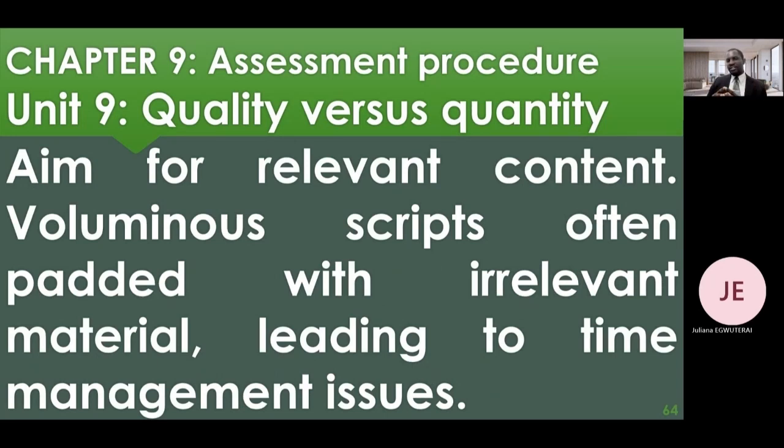So aim for relevant content. Voluminous scripts are often padded with irrelevant material. You can see the examiner is saying this leads to time management issues. Exactly. So aim for the relevant content, pick the key points. You have over, let's say 13 to 16 appendices. That's enough data. So separate the chaff from the wheat and bring out the wheat. It's very important because the more you write, the more you waste time and write rubbish. So take note, write rubbish in quotes anyway.